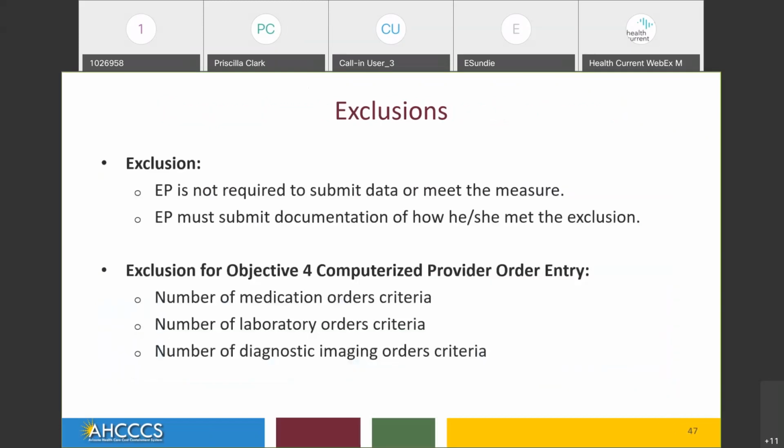Exclusions. The EP is not required to submit data or meet the measure if they meet the exclusion, but the EP must submit documentation for how he or she met the exclusion. The exclusions for Objective 4, computerized provider order entry: the first exclusion is the number of medication orders criteria. The second is the number of laboratory orders criteria. And the third is the number of diagnostic imaging orders criteria.